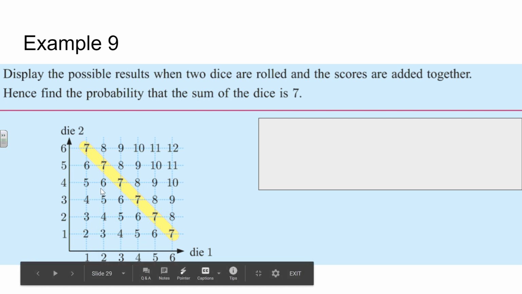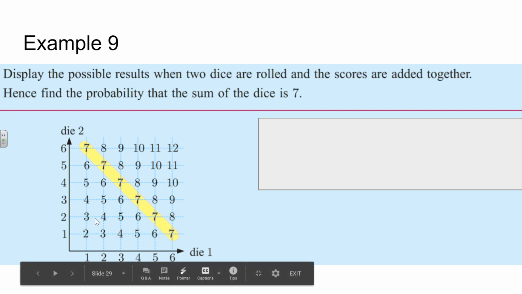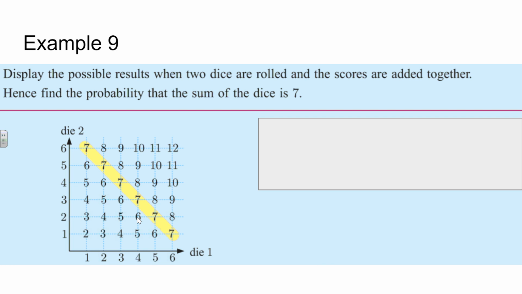For instance, this 6 right here means that I got a 2 on die 1 and a 4 on die 2. Notice that's different than getting a 2 on die 2 and a 4 on die 1. Okay, sorry, 4 on that one, right here, that's 6, all right? The sum is the same, but they're considered separate outcomes, all right?